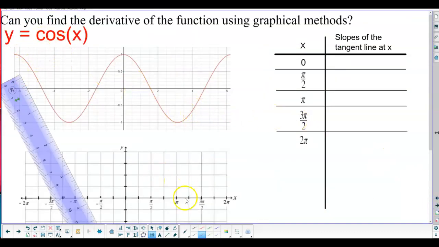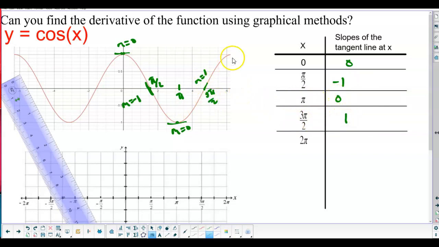What if I do the exact same thing with cosine, and I'm going to sketch a graph of the slopes of the tangent line. So I want to go here, and at 0, I've got a slope of 0. At pi over 2, if I drew the tangent line in here, you can see the slope. Just trust me on that, but it is -1. If I go over to pi, that's halfway through the period. That has a horizontal tangent, slope is 0. And then here at 3 pi over 2, its slope is 1. And then this would be 2 pi right here, and its slope is another horizontal tangent.